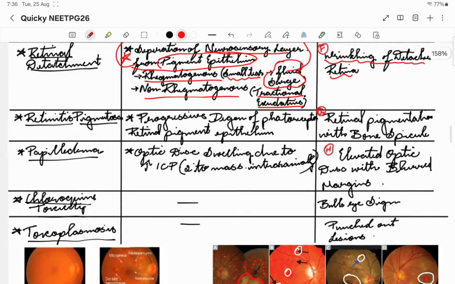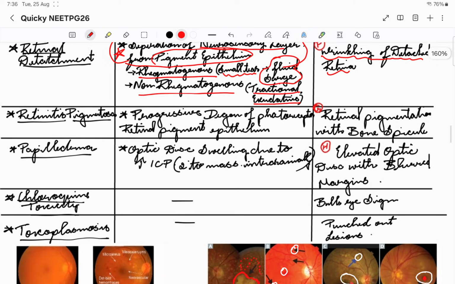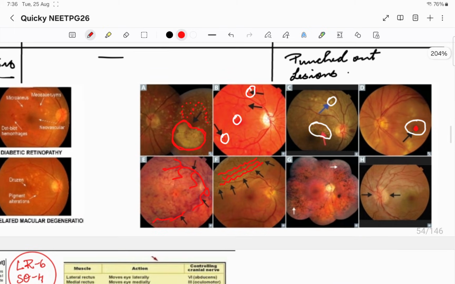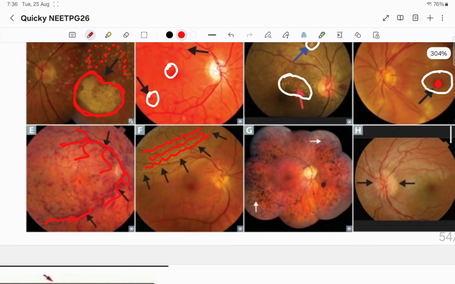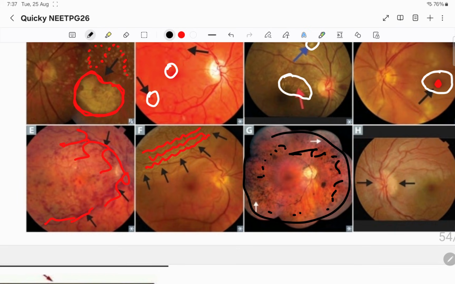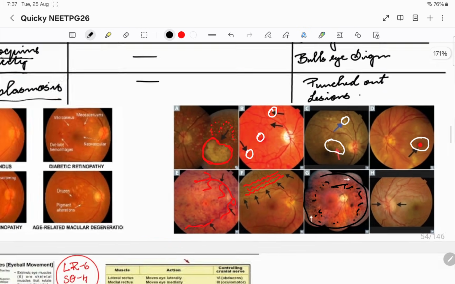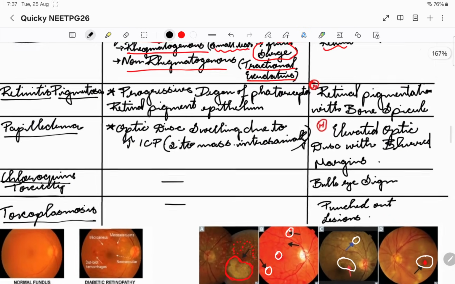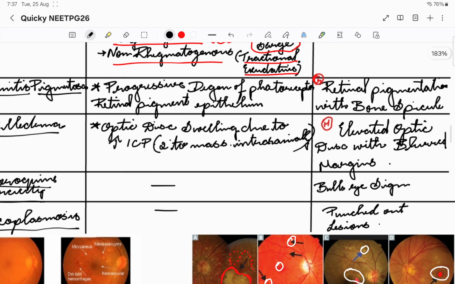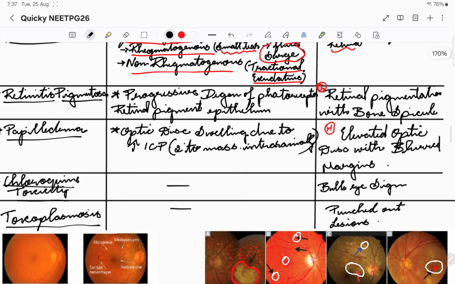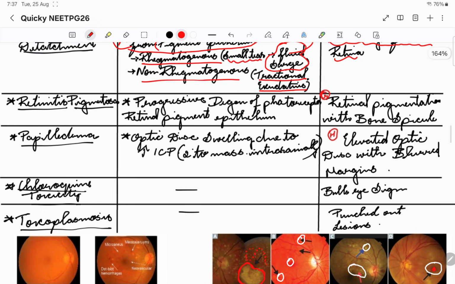Okay, then retinitis pigmentosa is a very important and favorite examiner's question. This is exactly the spicules. Okay, the black spicules. When you see the retina with all these black spicules, please go for retinitis pigmentosa. It is basically degeneration of photoreceptors. That's it. That's what bony spicules and all will be there with respect to fundoscopy.